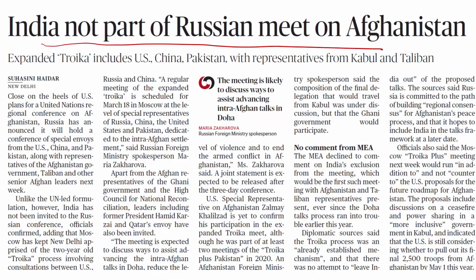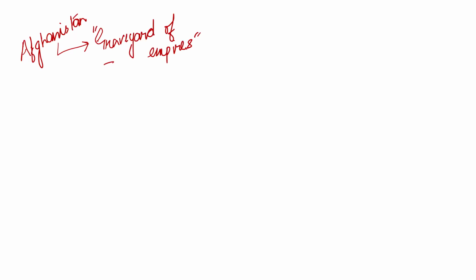India not part of Russian meet on Afghanistan. Now let's understand this newspaper article in slight detail. Afghanistan is famously known as the graveyard of empires. Whoever has tried to colonize Afghanistan, that state has faced defeat. This happened with the English because of the Anglo-Afghan wars. This happened with the USSR, when the USSR was defeated in Afghanistan, which also later led to the dismemberment of the USSR. And this also happened to some extent with the United States of America.